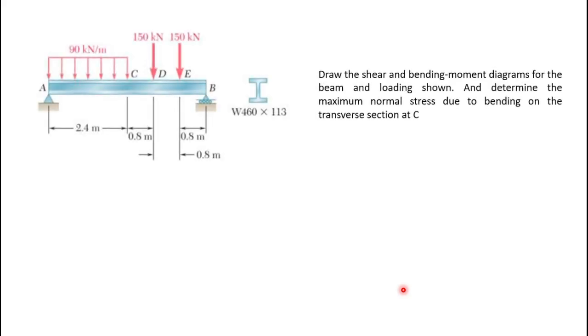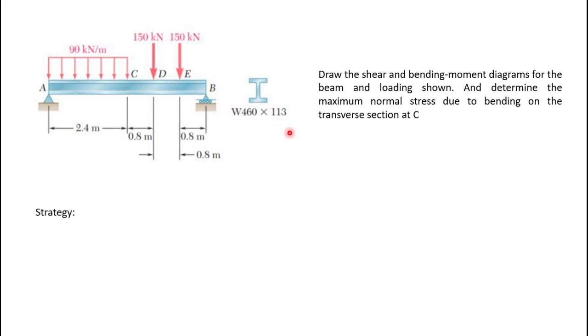Question 1. Draw the shear and bending moment diagrams for the beam and loading shown, and determine the maximum normal stress due to bending on the transverse section at C, which is this one. And from the problem, it is known that the beam is wide flange W460 x 113.